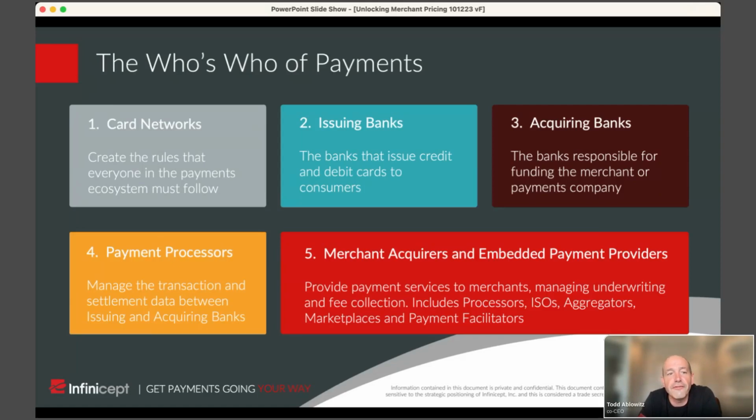They call this the four-party system. We're talking about five parties in this, but this is sometimes called the four-party system. So you've got the card networks in the middle. On one side, you've got the issuing banks representing the cardholder. On the other side, you've got the acquiring banks representing the merchant.